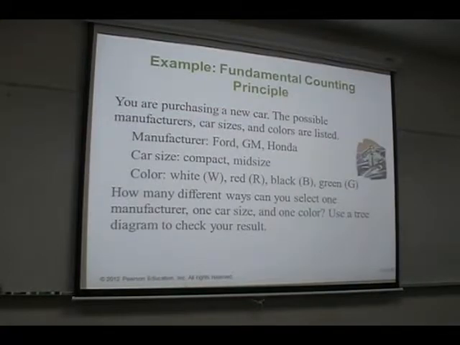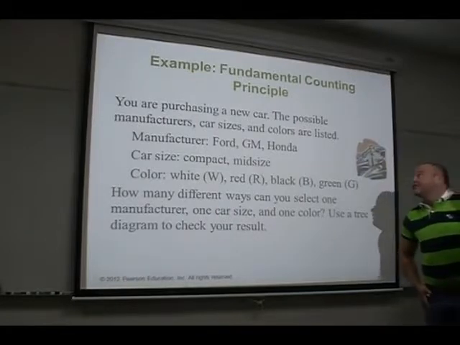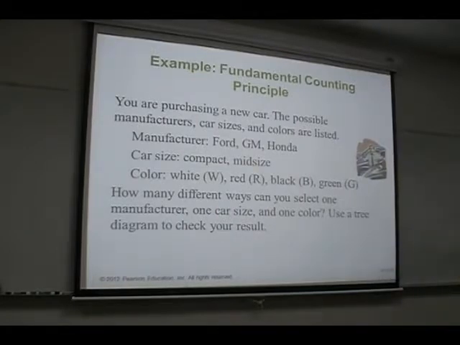Okay, so let's look at this one. It says we're purchasing a new car. The possible manufacturers, car sizes, and colors are listed. The manufacturers that we're going to consider are Ford, General Motors, and Honda. The car size that we're going to look at is compact or mid-size, and the colors we're going to look at are white, red, black, or green. How many ways can you select one manufacturer, one car size, one color? And then they're going to use a tree diagram.